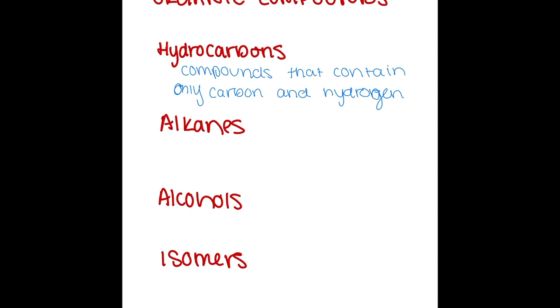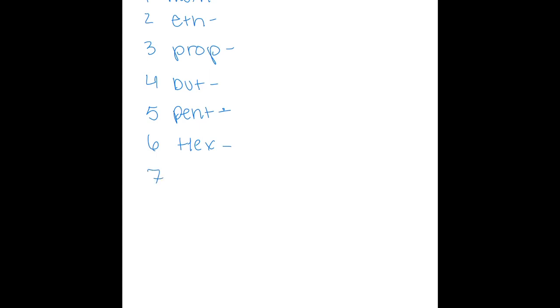Okay, so the biggest thing with hydrocarbons is that we have to remember some prefixes. So, if we have one carbon in it, it's meth. And then if there's two, it's eth. 3 is prop. 4 is but or bute. And then 5 is pent. 6 is hex. 7 is hept. 8 is octa. 9 is non. And 10 is dec.